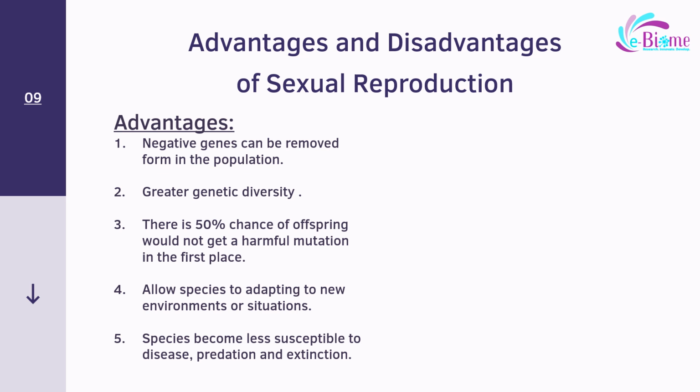Another advantage would be that sexual reproduction allows organisms to adapt and evolve to new environments or situations more efficiently and faster, because genetic diversity allows for evolution to take place more rapidly, as it gives something for evolution to act on. Final advantage is that this allows species to become less susceptible to disease, predation, and extinction, as it allows the species to adapt to become more resistant to disease, more capable of eluding or defending themselves from predators, and more resistant to extinction.